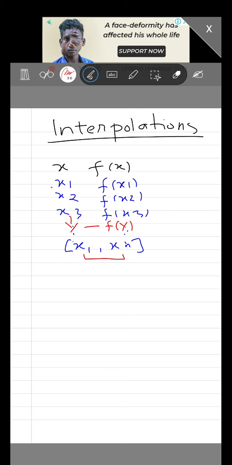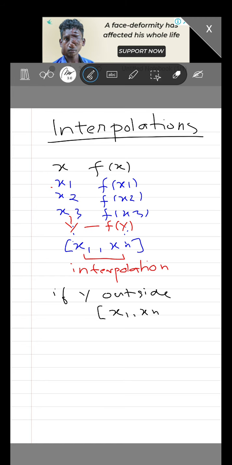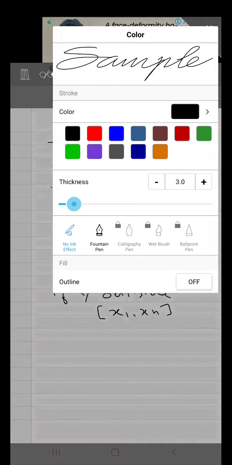Now, if y is inside x1 and xn, then it's called an interpolation. And if y is outside this interval x1 and xn, then it is called an extrapolation.